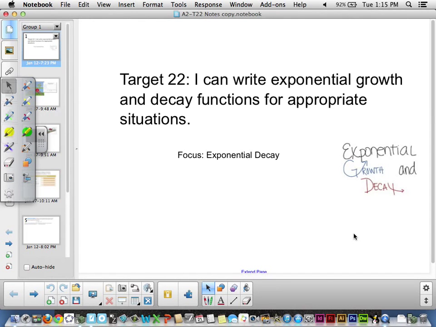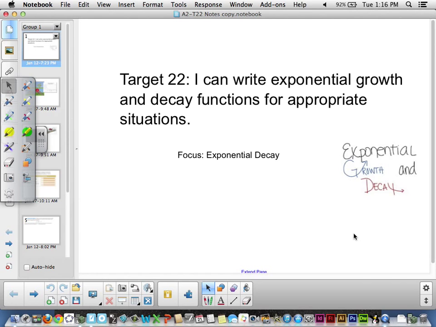Algebra 2. Target 22, I can write exponential growth and decay functions for appropriate situations. Day 2, we're going to look at exponential decay. Exponential growth was where your growth was based on how much you have. Exponential decay is where your decay is based on how much you have.